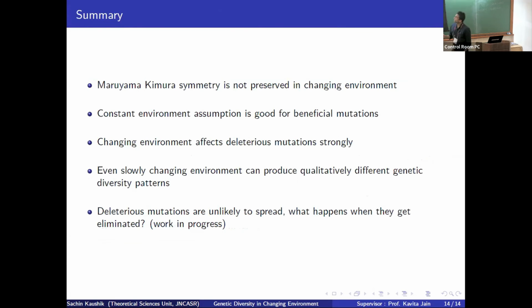So this is the summary. The conditional mean first passage times, which were identical in the static environment, known as the Maruyama-Kimura symmetry, are not preserved in the changing environment. The constant environment assumption is pretty good for the beneficial mutation, whereas for the deleterious mutation it's not good, and they are affected very strongly. Even for the slowly changing environment, where we expected the qualitative nature to be similar, we find that it's very different. In the future work we are doing right now, the deleterious mutations are very unlikely to spread, so what happens when they get eliminated from the population? This work is in progress.